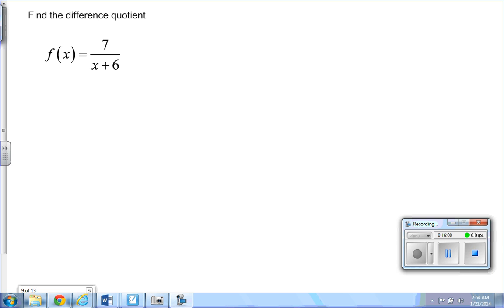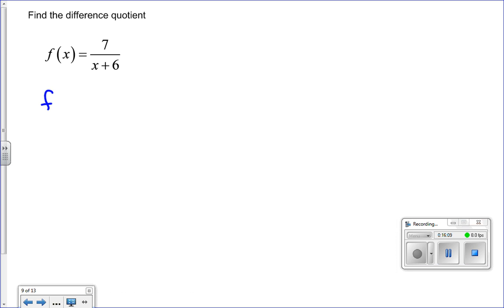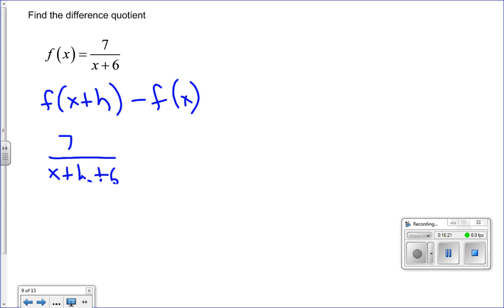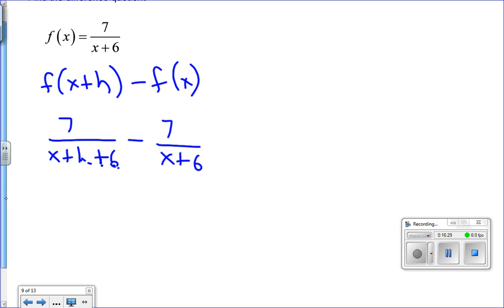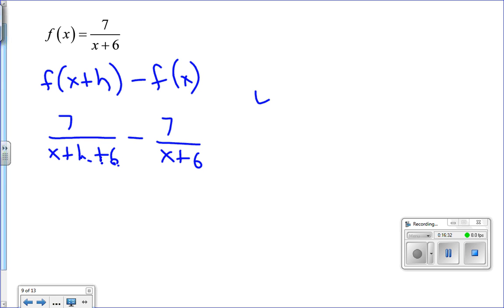All right, let's take a look at the difference quotient for other functions, such as a rational function. In this case, you're going to want to do the top in one step. So f of x plus h minus f of x. So what we're going to do here is replace the x with x plus h, and then we'll subtract 7 over x plus 6. What we need now is a common denominator. The LCD in this case is going to be multiplying these together, x plus h plus 6 times x plus 6.